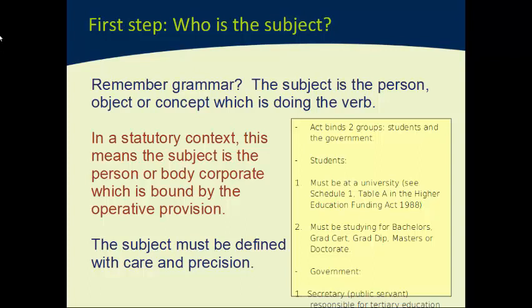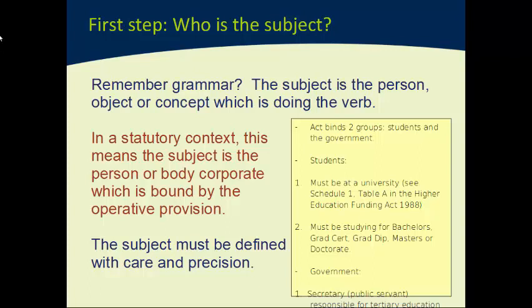So the very first thing we have to do when we're establishing new statute is work out who is the subject. What are the characteristics of the subject? Now we know that we're going to have three provisions. The first two, the subject will be the student. So it's the student who's going to have the right to put in an application, and it's going to be the student who's prohibited from lying in their application.